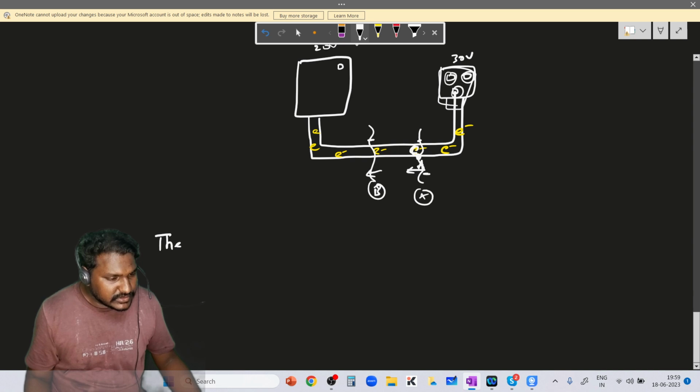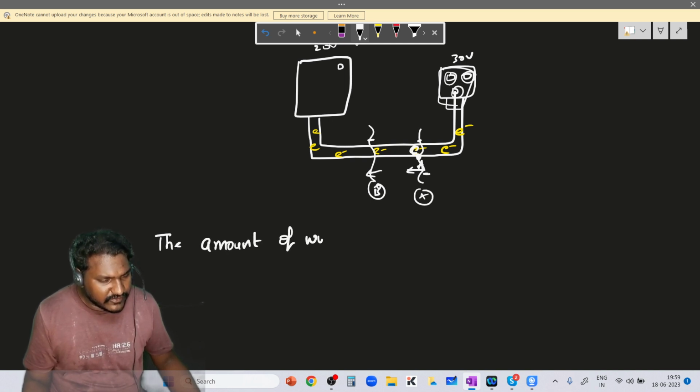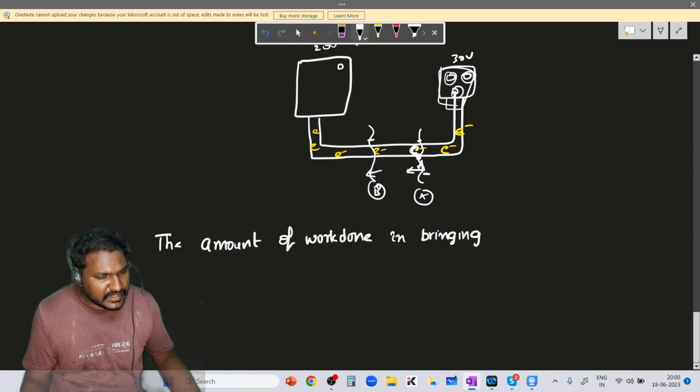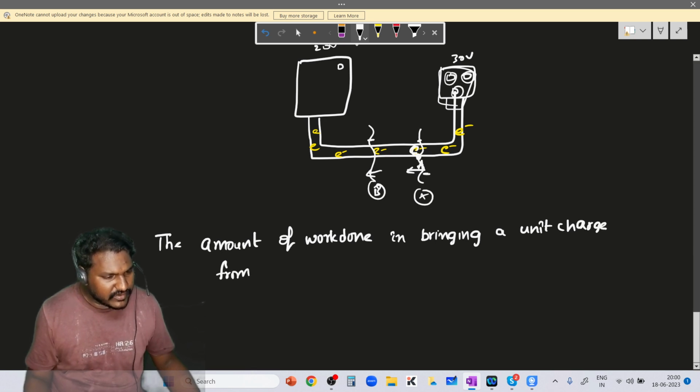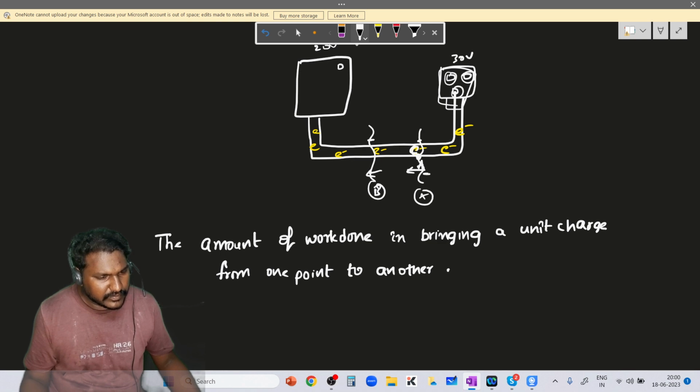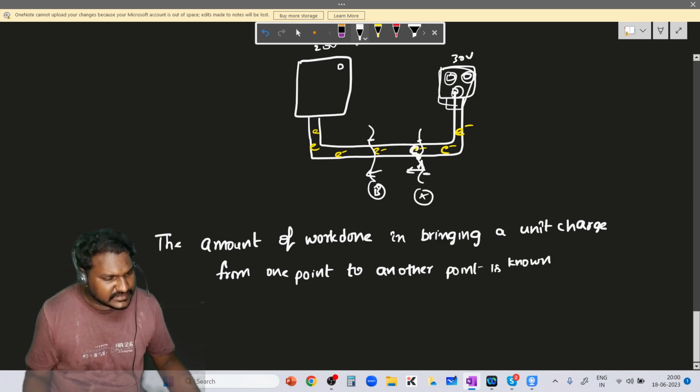The amount of work done in bringing a unit charge from one point to another point is known as potential difference.